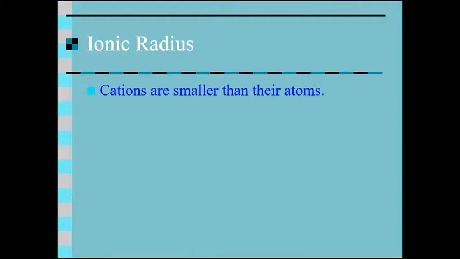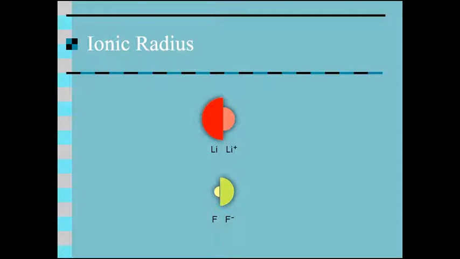Ionic radius: cations are smaller than their atoms. This is because if we remove an electron from an atom, then the remaining electrons are more strongly held toward the nucleus because of the strong positive attracting effect of protons. Anions are larger than their atoms. You have to remember that Li+ size is smaller than lithium.